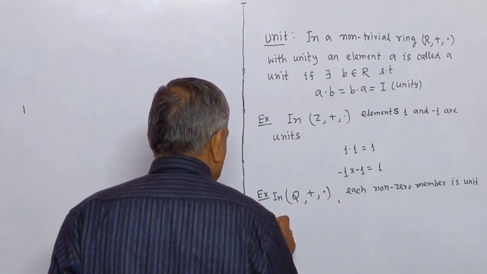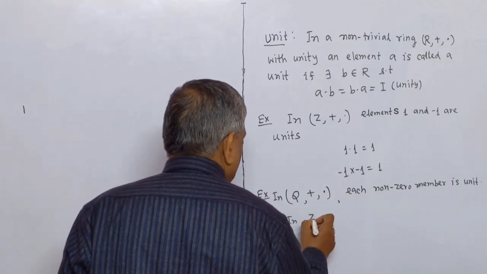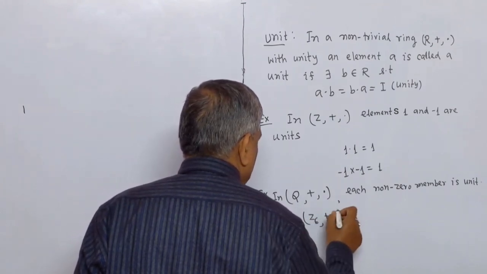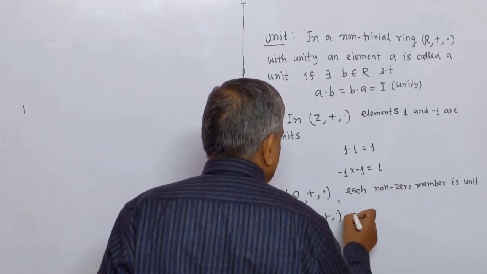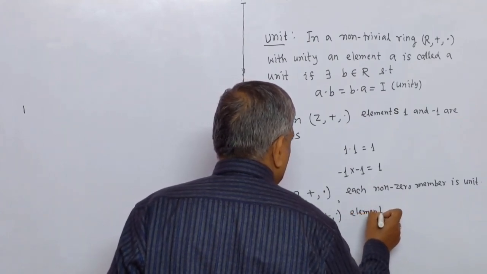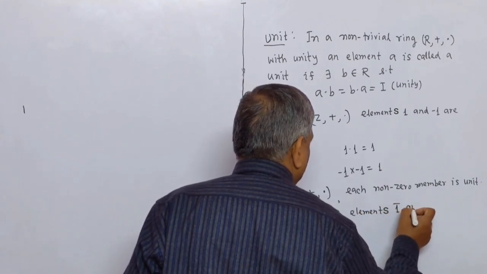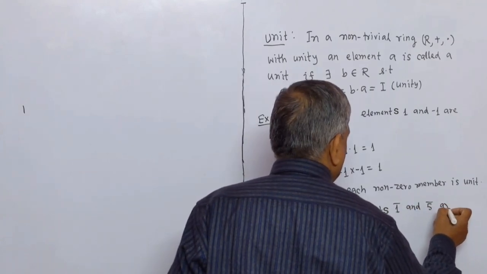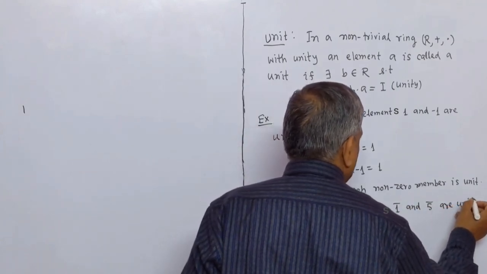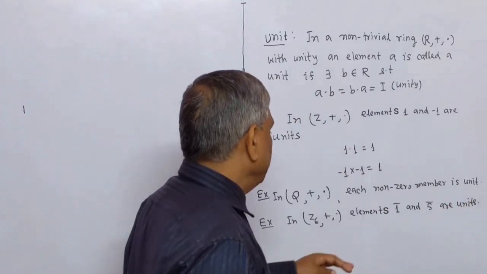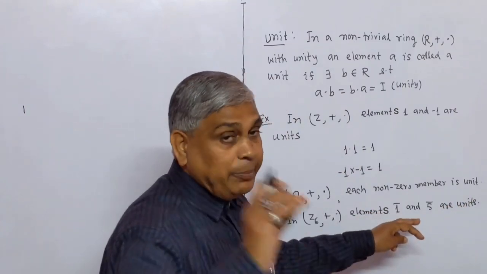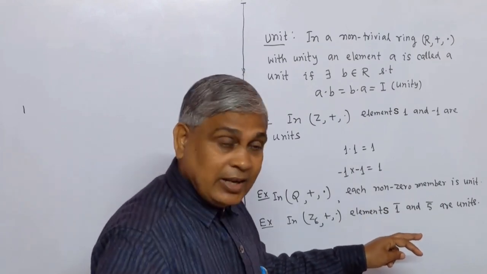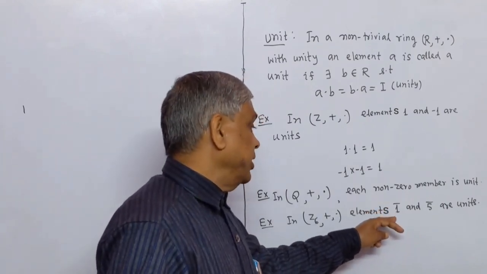Next example: in (Z6, +, ·), the elements 1 bar and 5 bar are units, because 1 bar multiplied by 1 bar equals 1 bar. 1 bar is the unity and here 1 bar is also a unit.